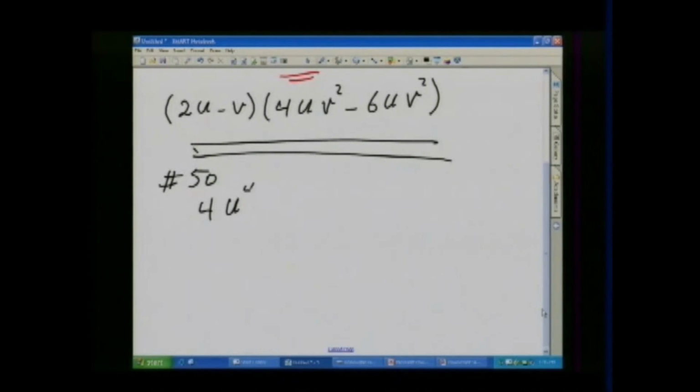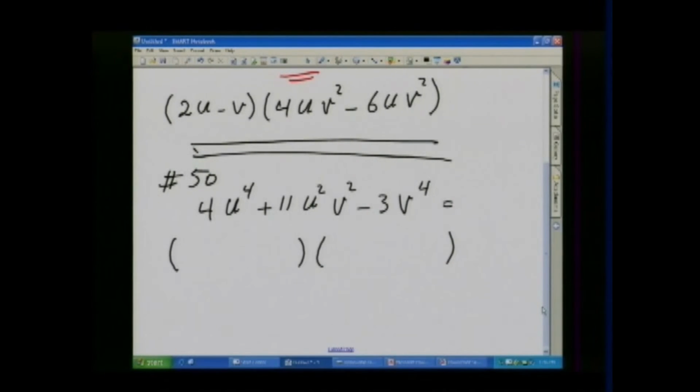to the fourth plus 11u squared v squared minus 3v to the fourth. Now, to do the factoring, we're going to put two parentheses.